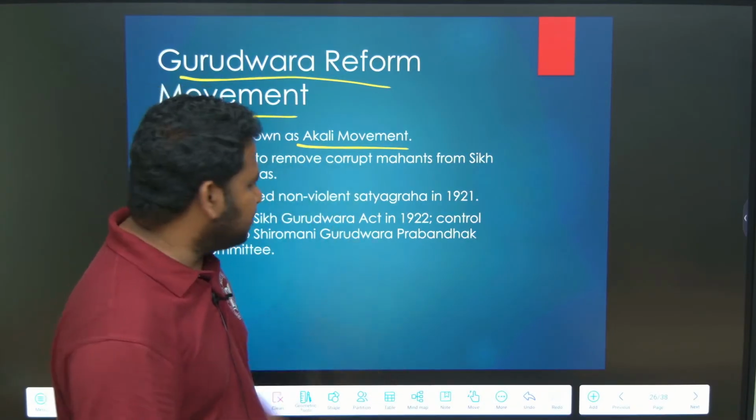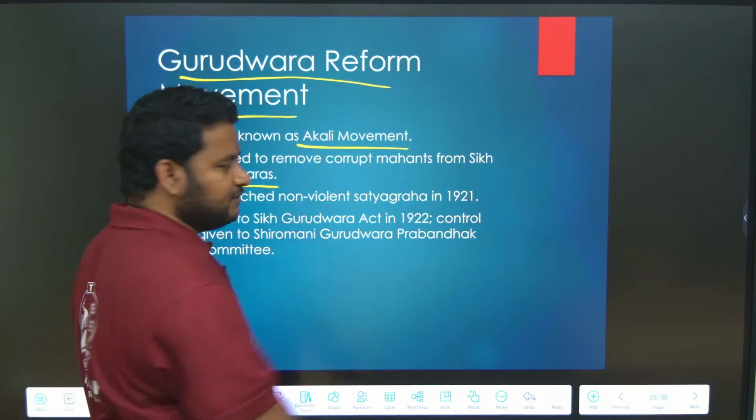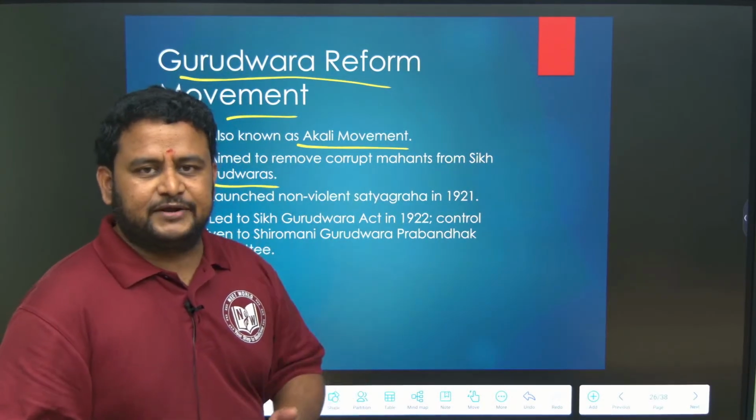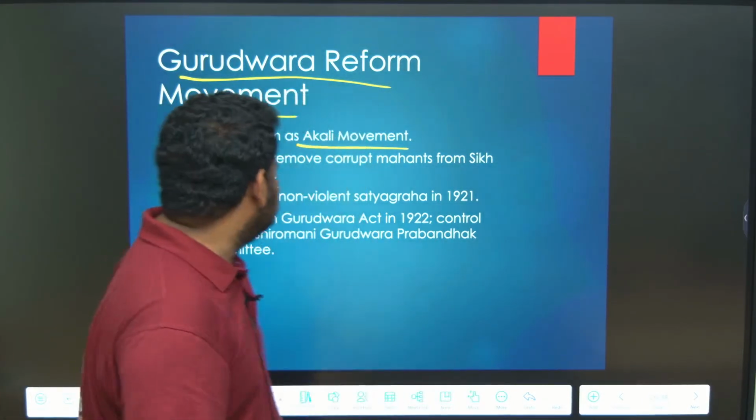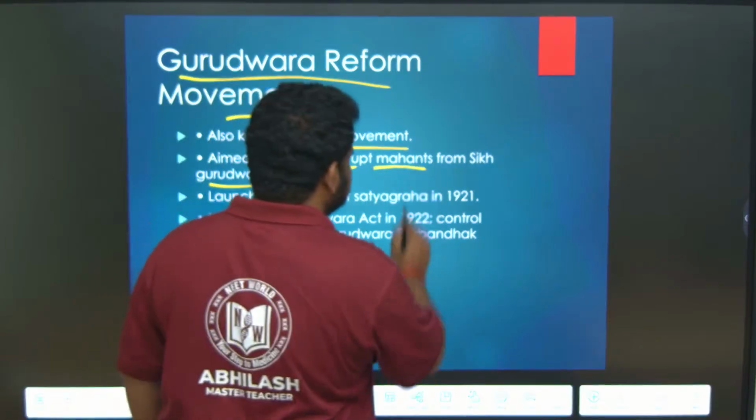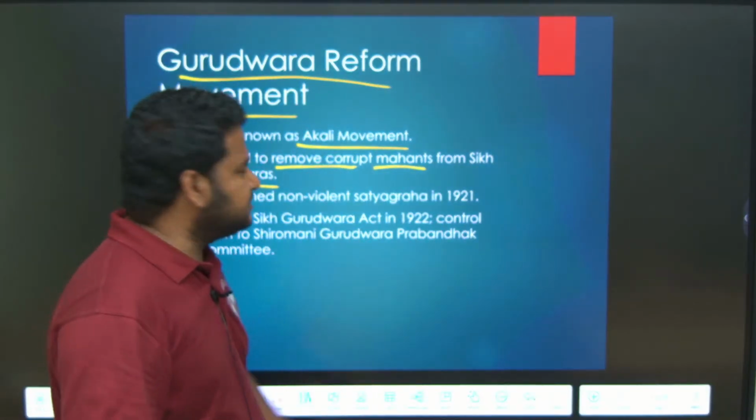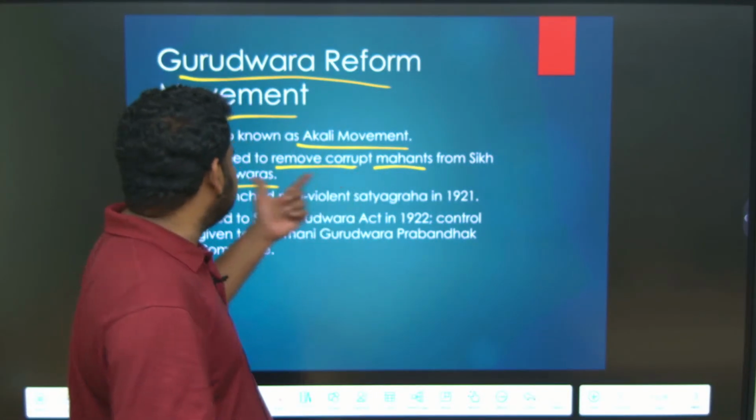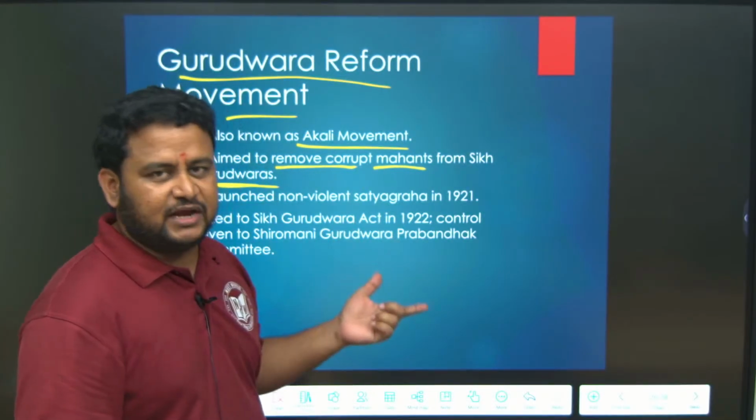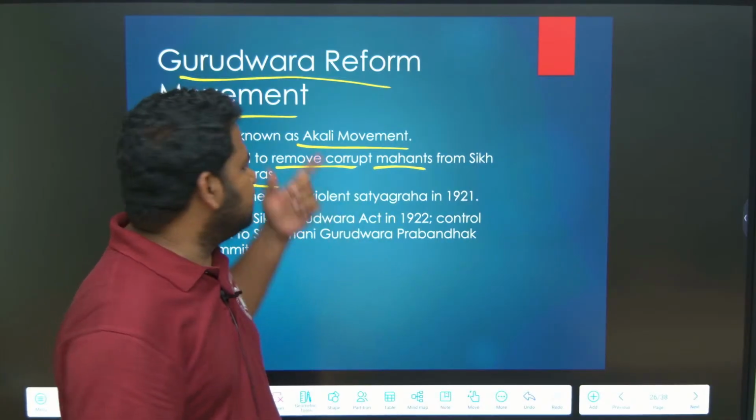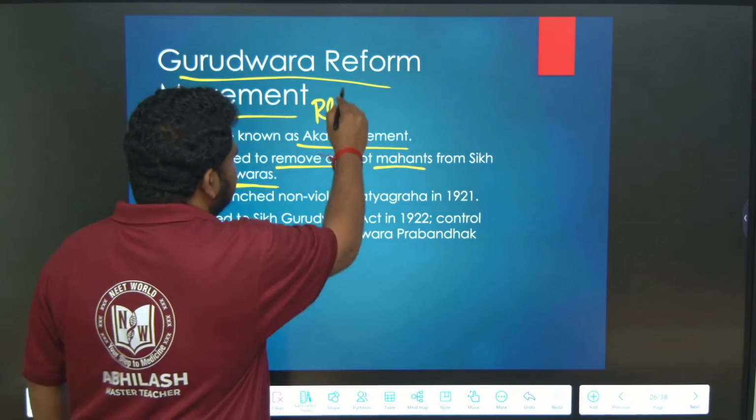At that time, the Gurudwaras were held by some other priestly class, who had control over them. The aim was to remove corrupt Mahantas, the priestly class, from the Sikh Gurudwaras. The Gurudwara reform movement actually turned into a violent movement also in recent days. So this is reformist, but also a little violent.